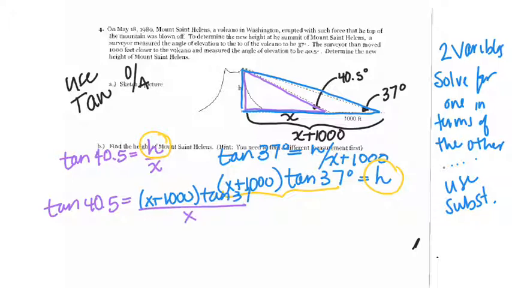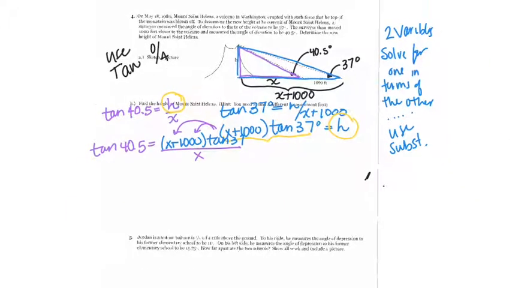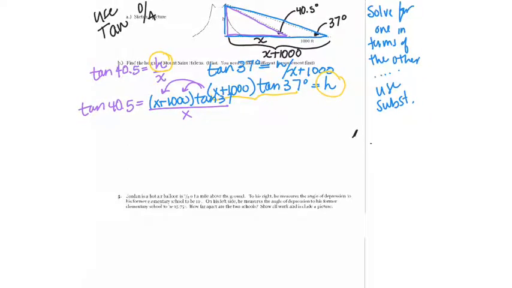all over x. Okay, and the next thing that I'm going to do is I'm going to distribute here. So I've got this. Let me kind of shrink my page and move up a little bit. Okay, so I have tangent of 40.5. Let's see if I can write a little smaller here. Tangent of 40.5.